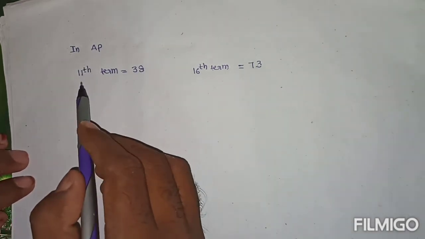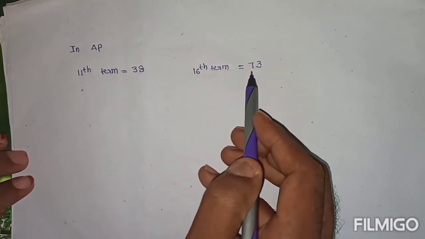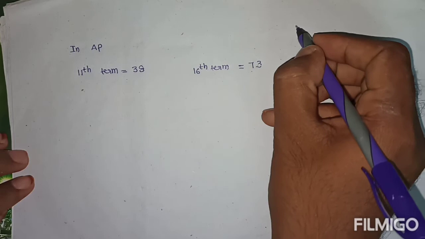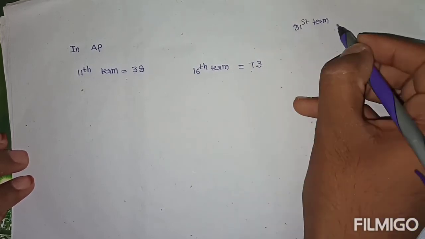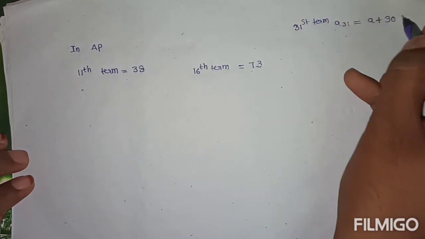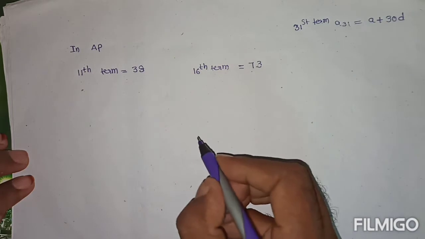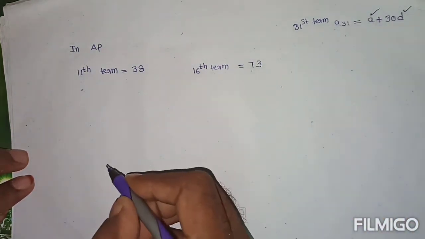In the AP, 11th term equal to 38, 16th term equal to 73. What is to be found? The 31st term. What does the 31st term mean? A31. How to write A31? A plus 30D. So we need to find the A value and D value.